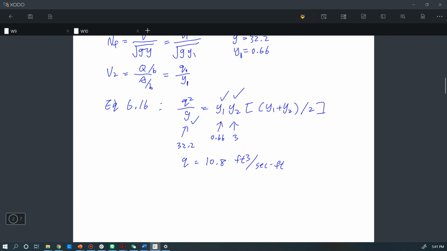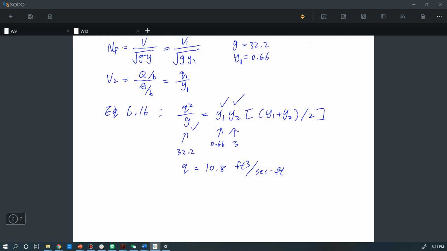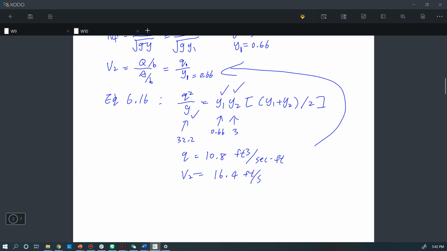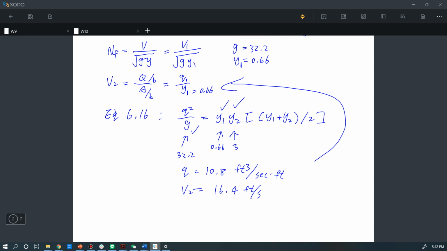Okay, so now we know the q, we can plug it back into this equation, so we know that the velocity is equal to 16.4 feet per second. Okay, so similarly this y1 is 0.66. So we get all the values that are required for the Froude number, which is here.